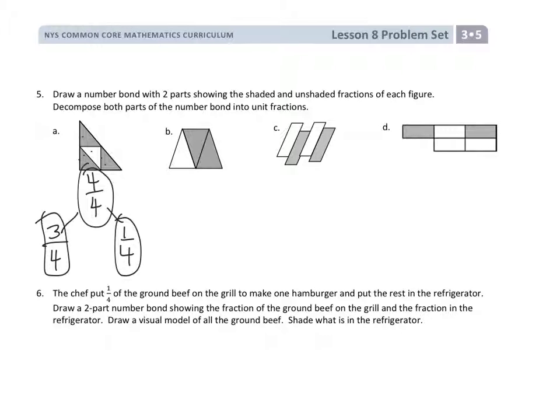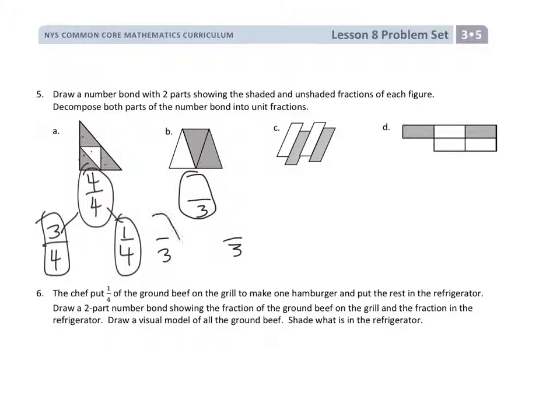We're going to move on to part B, letter B. And we're going to count how many pieces. That's what we always start with. 1, 2, 3. So we know we're dealing with thirds. Thirds, thirds, and thirds. Okay, always going that way.